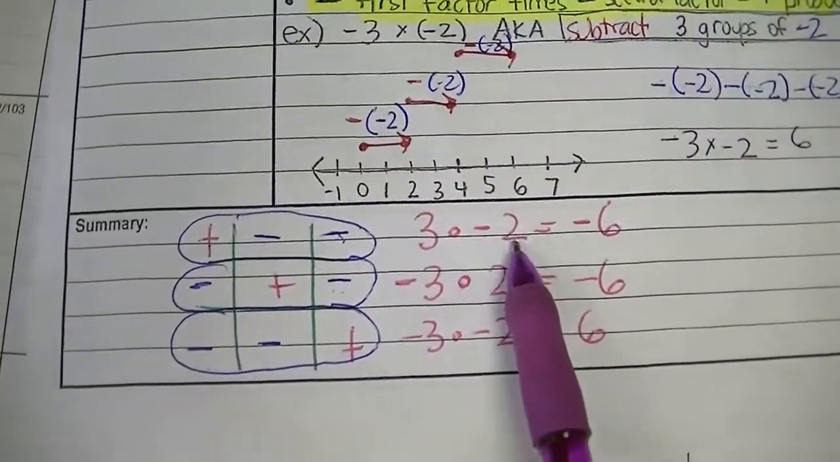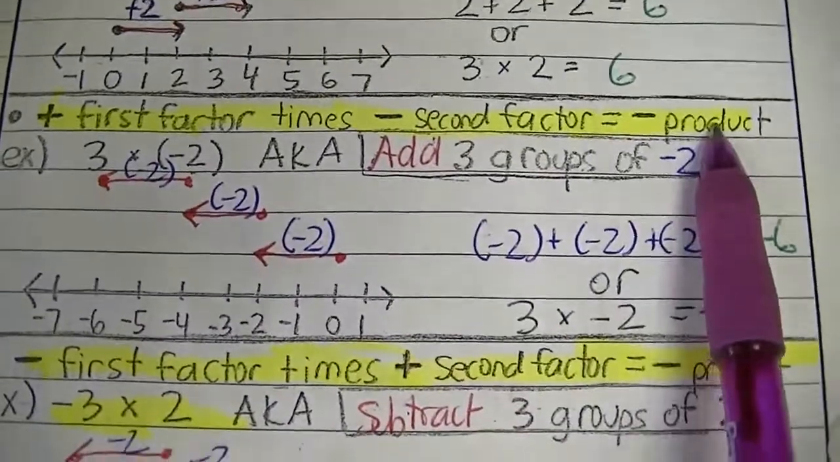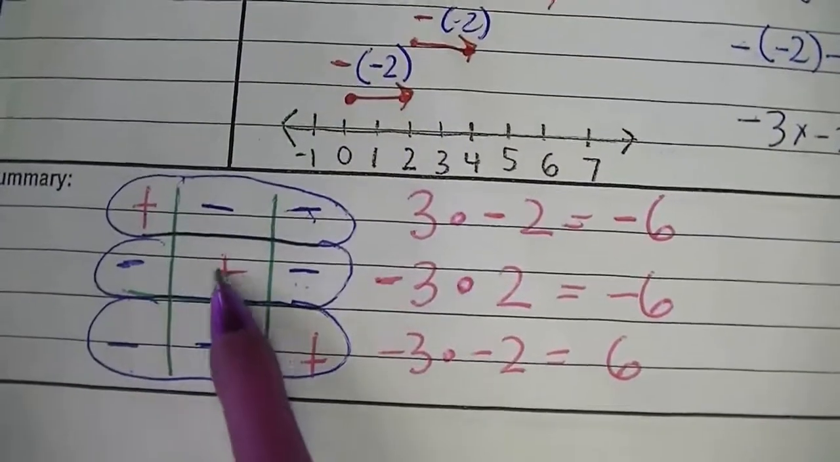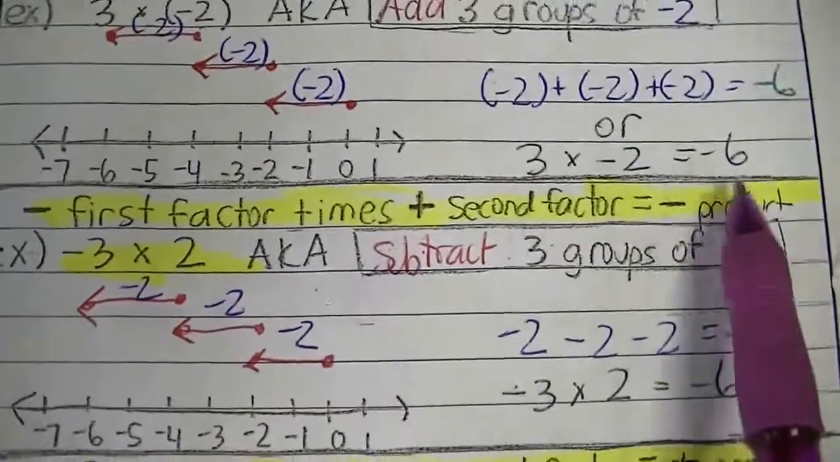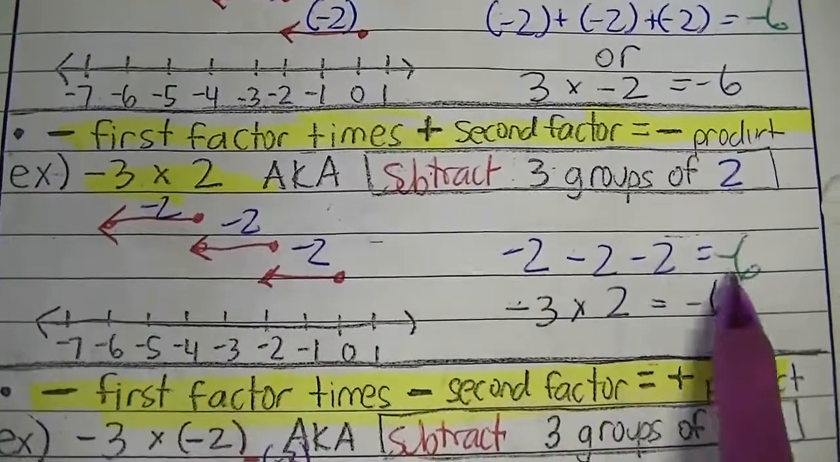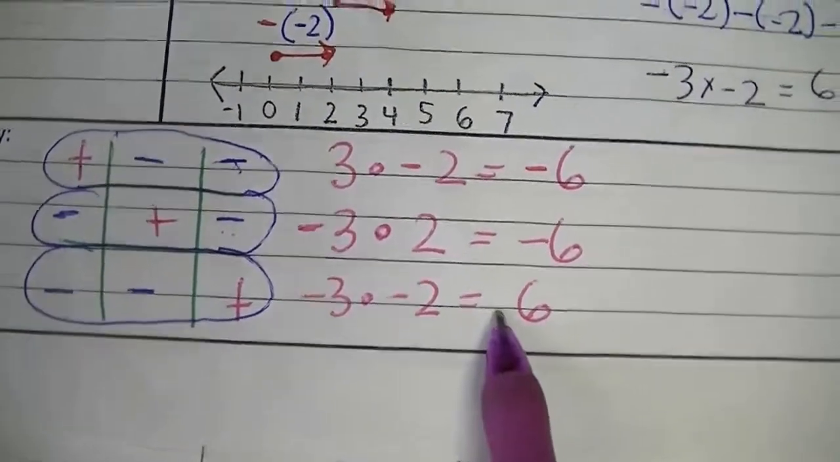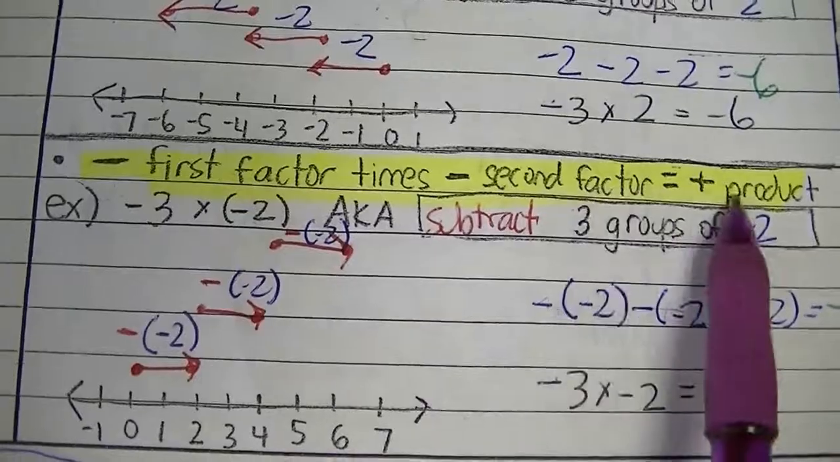A positive times a negative is a negative, as it's modeled right here. A negative times a positive is a negative, as it's modeled right here. And then we have a negative times a negative, which is a positive, as it's modeled right here. Okay? Negative times a negative is a positive.